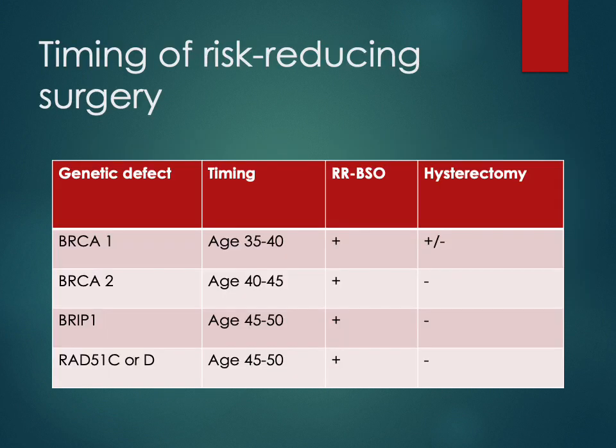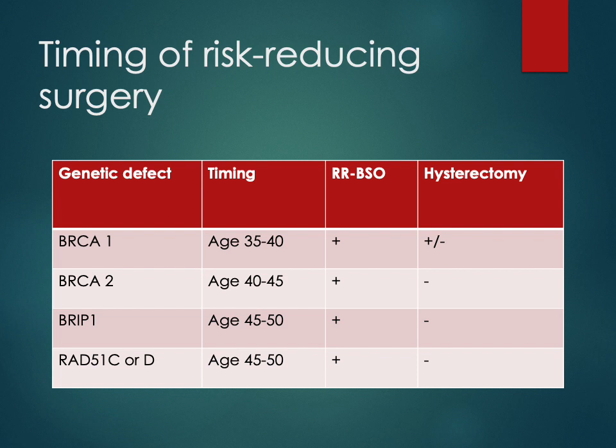So when we talk about risk-reducing surgery for risk of ovarian cancer, the timing is a little bit different depending on the mutation, and I think this is testable. So for BRCA1, we typically recommend a risk-reducing BSO by age 35 to 40 because their risk of ovarian cancer is a little bit earlier in BRCA1 than in BRCA2. For BRCA2, the NCCN recommends a risk-reducing BSO by age 40 to 45.